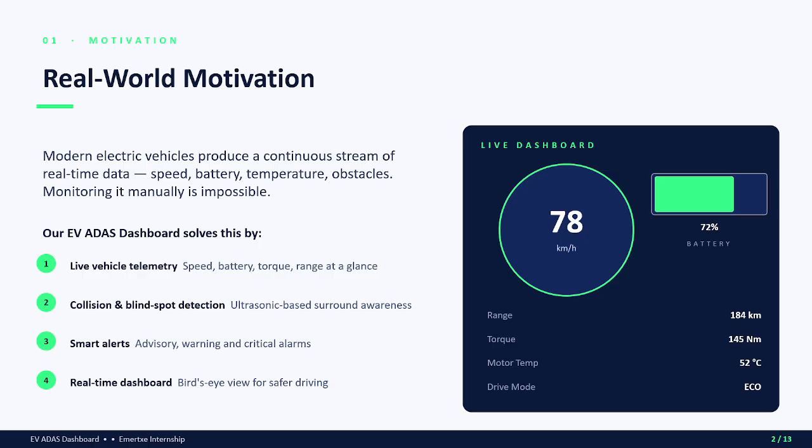This project helped me understand embedded systems, STM32 peripherals, UART communication, sensor interfacing, and real-time data visualization. Modern electric vehicles continuously generate large amounts of sensor data. Drivers and engineers need to monitor speed, battery level, temperature, and safety features simultaneously. Monitoring all these values manually is difficult. My project solved this problem by creating a single dashboard that combines EV monitoring with ADAS safety features, making it easier to observe the vehicle's condition in real time.